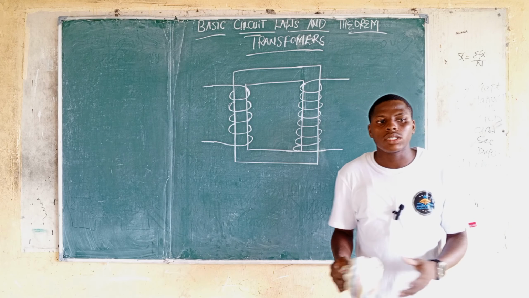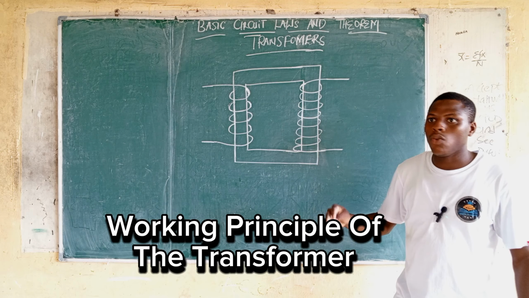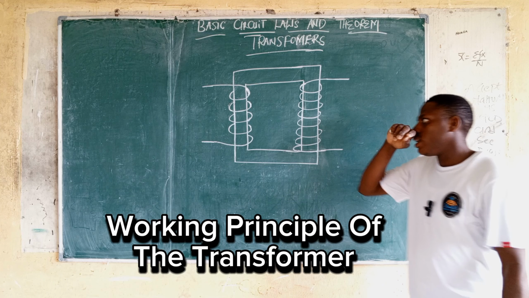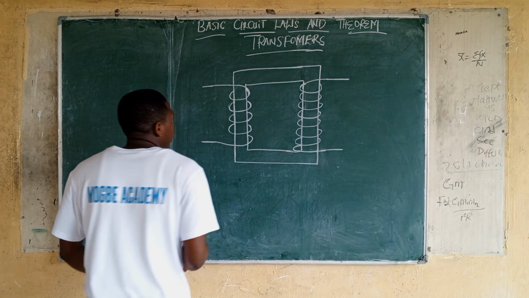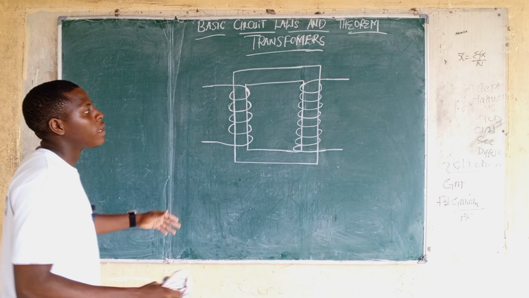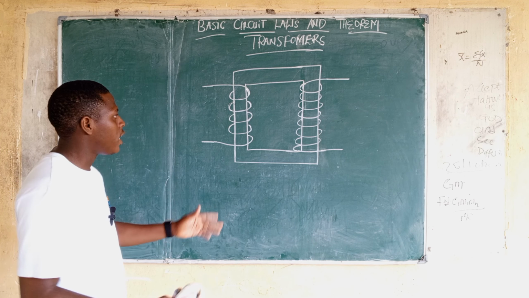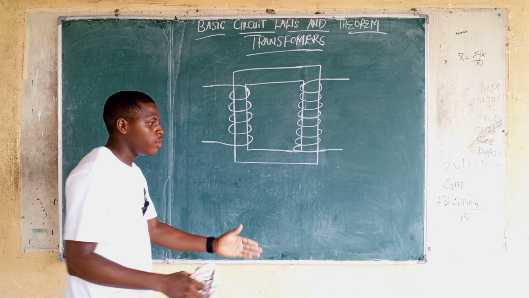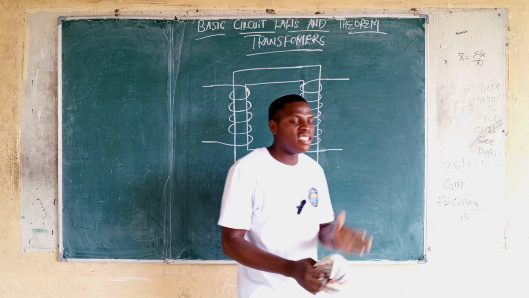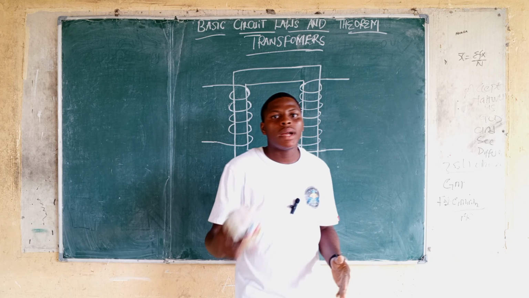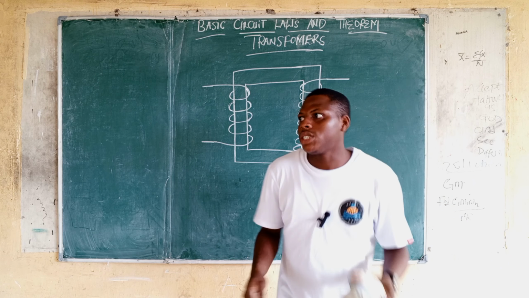But in today's class, we'll be talking about the working principle of the transformer. Now, how does the transformer work? Last class, we were able to identify the primary side of the transformer and the secondary side of the transformer. And I told you that for you to identify your primary side of your transformer, look at your transformer. That side that is connected to the AC source is your primary side, while the side connected to your load is your secondary side.